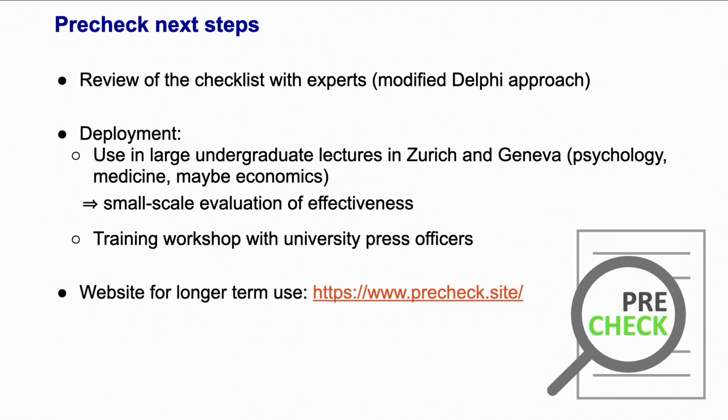Where are we going with this? Our next step is some sort of a modified Delphi approach. We want to review our checklist with other experts. Contact me if you want to be one of those experts. Then we deploy it once it's done, really in our lectures, with psychology students, medicine students, and hopefully also economics students, which could then give us a small-scale evaluation of the effectiveness of the checklist.